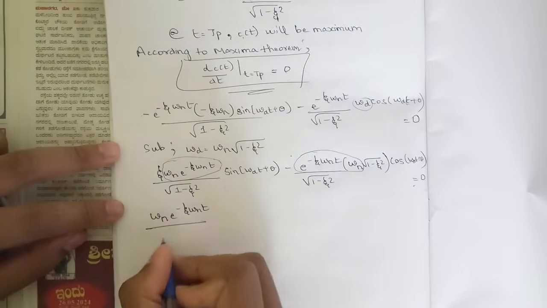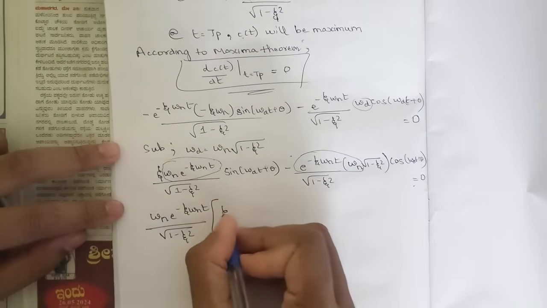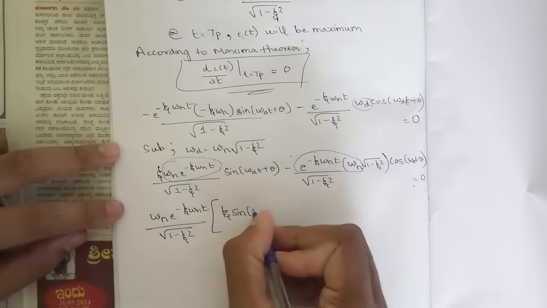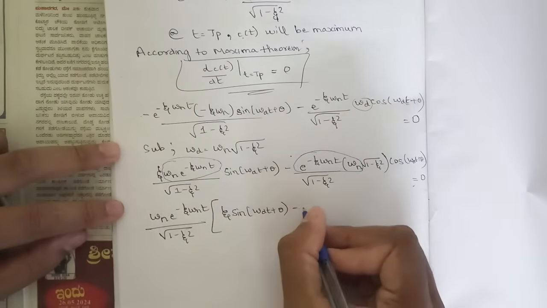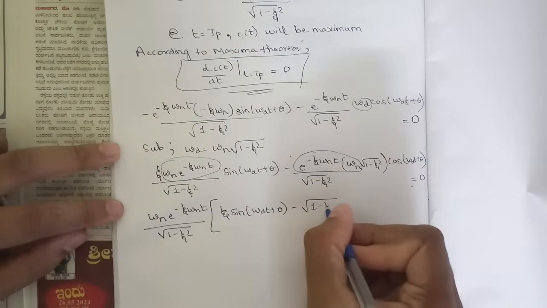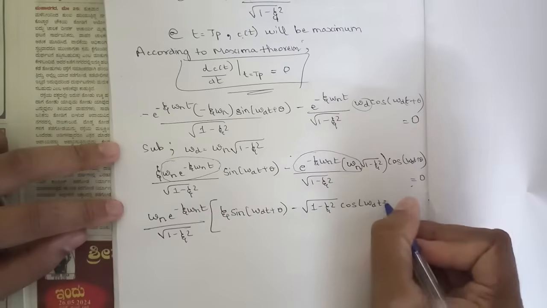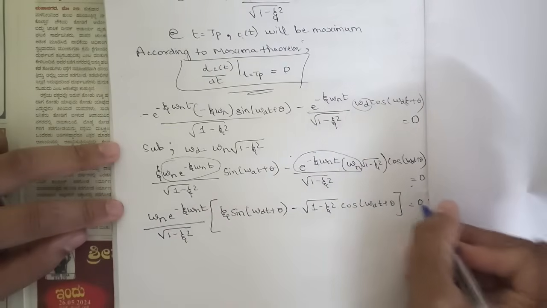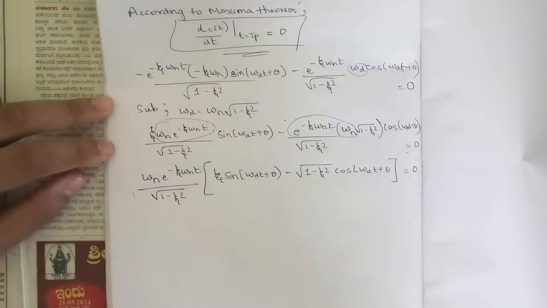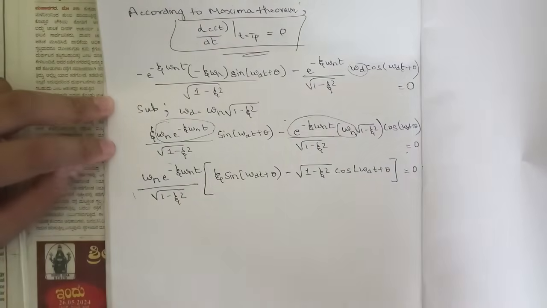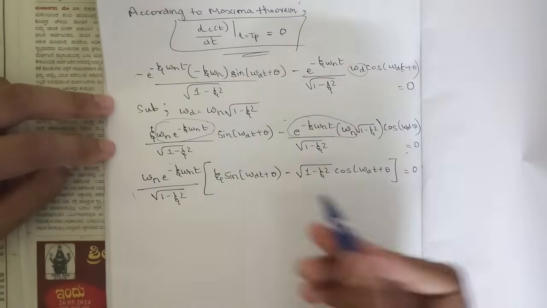Also we can take this square root of 1 minus zeta square common, and the remaining terms are zeta sine omega dt plus theta minus square root of 1 minus zeta square cos of omega dt plus theta equal to 0. So again we can see that these two terms are getting multiplied, and the answer is we are getting it as 0. So we can say that from these two terms any one of the terms is equal to 0.